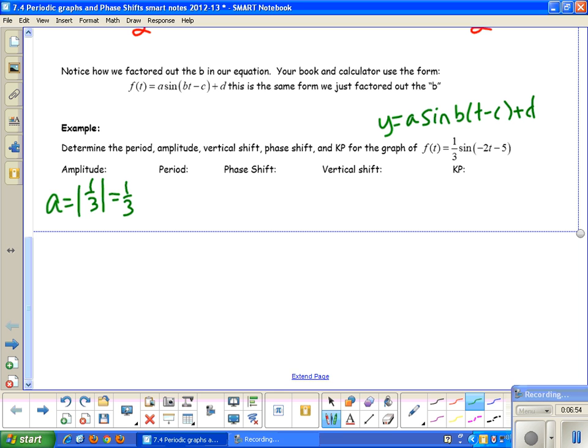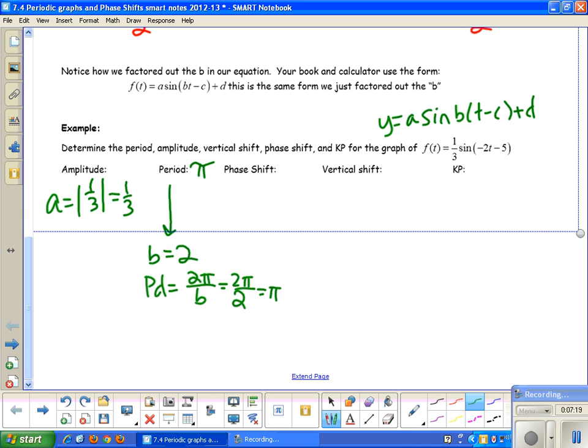To find the period of my equation, I use the fact that I know my b value is equal to, in this case, we don't use -2, just use 2. So the b value is equal to 2. Because of that, the period is equal to your parent graph period, which is 2 pi divided by your b value. So in this case, 2 pi divided by 2 equals pi. So that gives me the period for the equation.